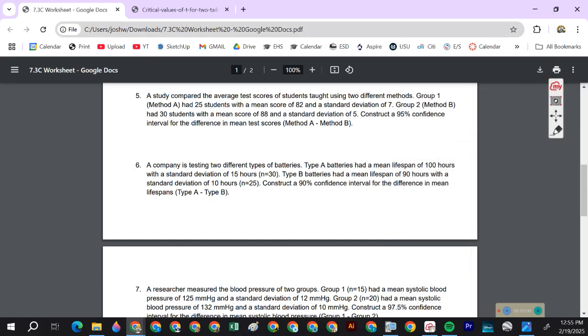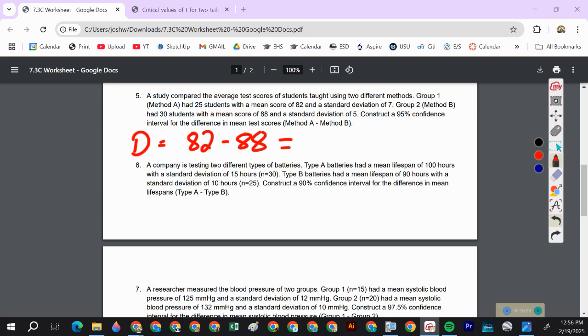A study compared the average test scores of students taught using two different methods. Group 1 had 25 students with a mean score of 82, standard deviation of 7. Method B had 30 students with a mean of 88 and a standard deviation of 5, and we're going to do A minus B. So my actual difference is going to be 82 minus 88, which is negative 6. Okay? Now I need standard errors for both of those.